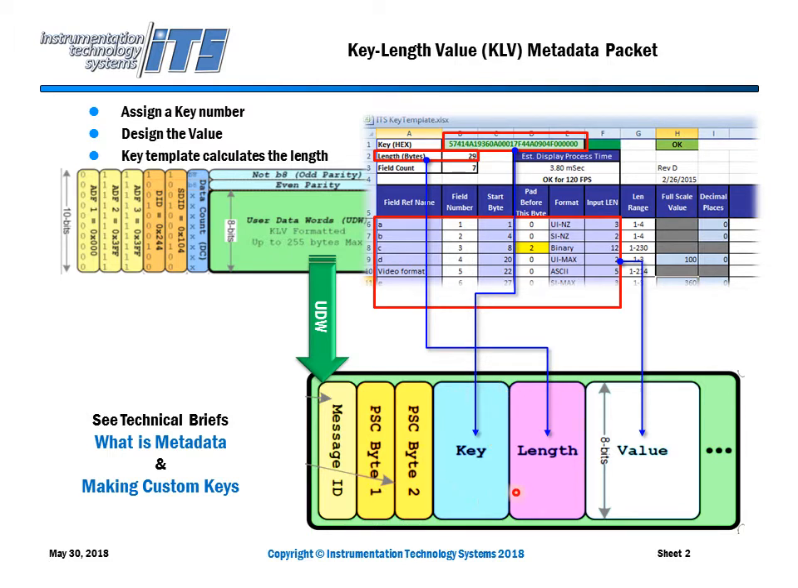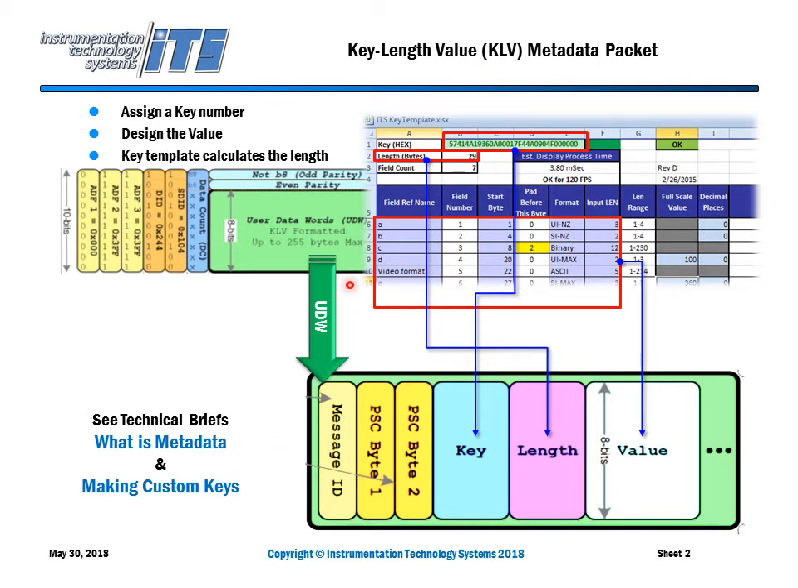What we're interested in is the key, the length, and the value, the key being a 16-byte number, the length telling you how many bytes the payload is, which is the value. The payload value can be anywhere from 1 byte up to a limit of 235 bytes inside of a single packet.